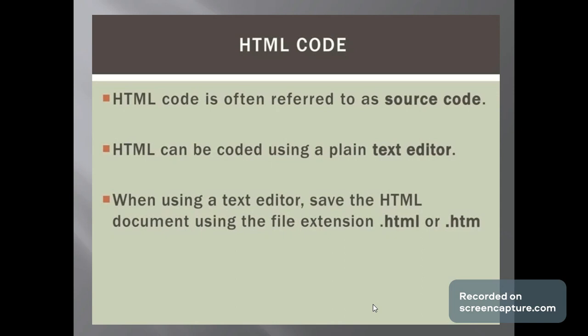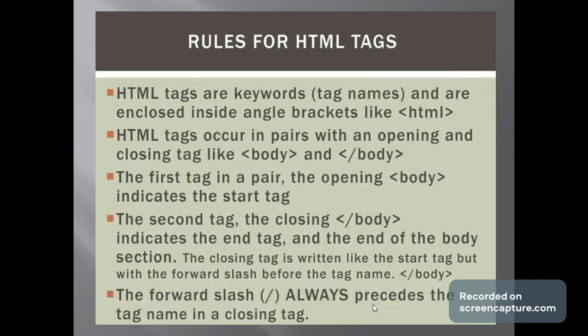Let us know about what is HTML code. HTML code is often referred to as source code. HTML can be coded using a plain text editor. When using a text editor, save the HTML document using the file extension .html or .htm.